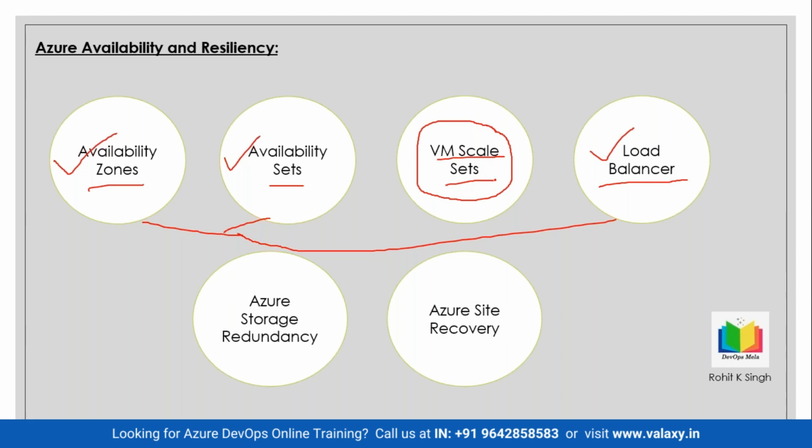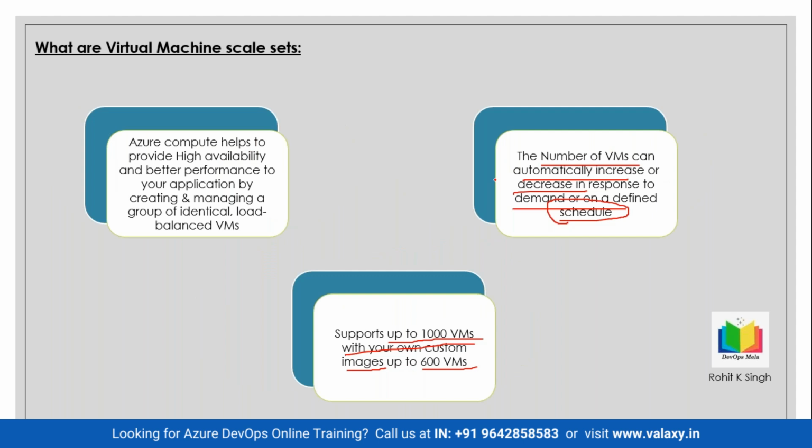What are the other features of scale sets? It can allow your application to automatically scale based on demand. Before I talk about scaling, there are two things I need to talk about: vertical scaling and horizontal scaling. Is anyone aware what is vertical scaling and horizontal scaling? Can someone help me with defining what is vertical and horizontal? Anyone wants to give a try?